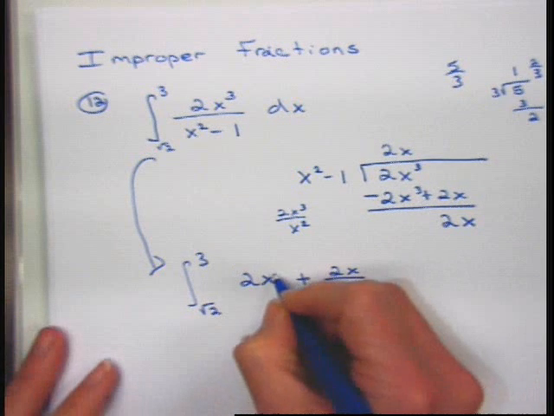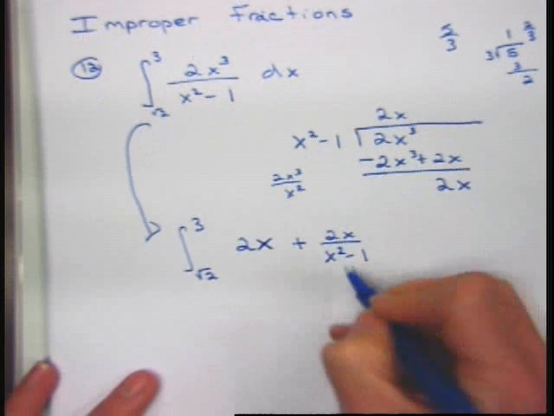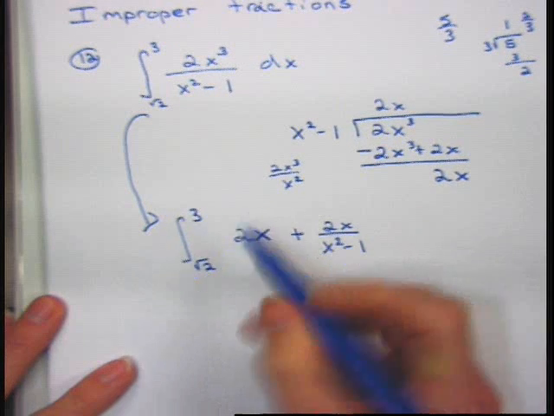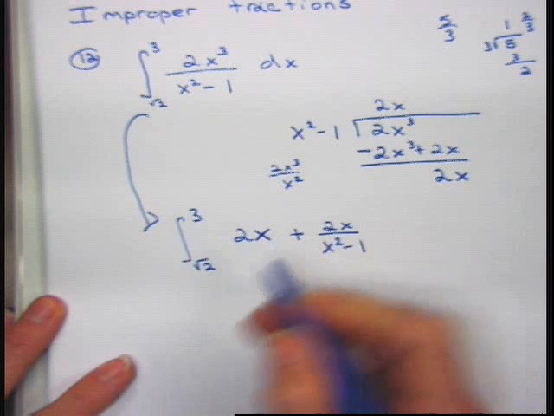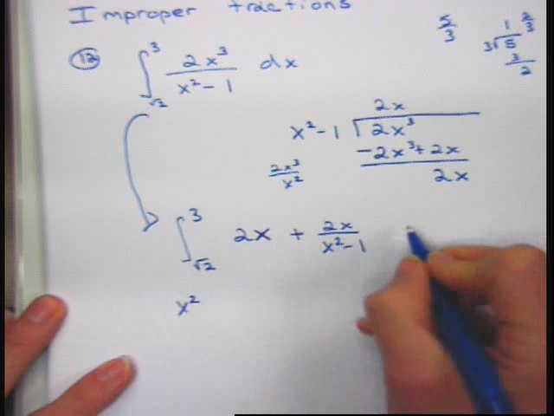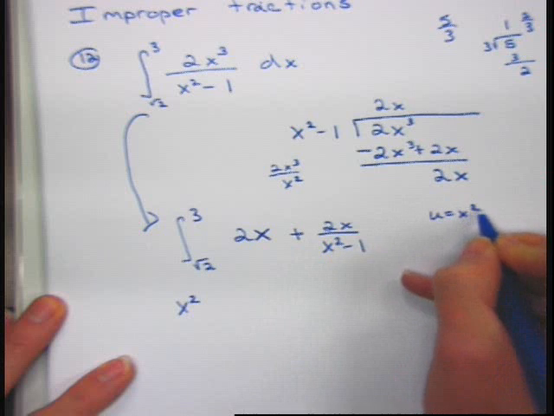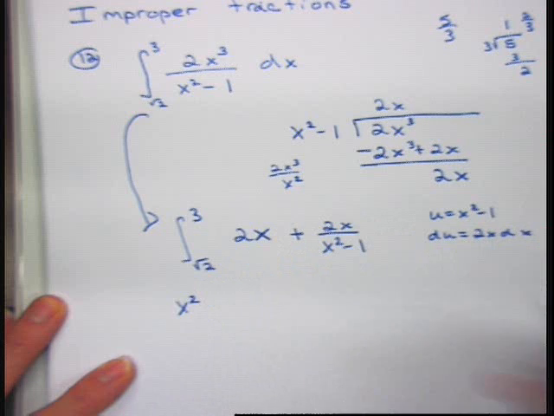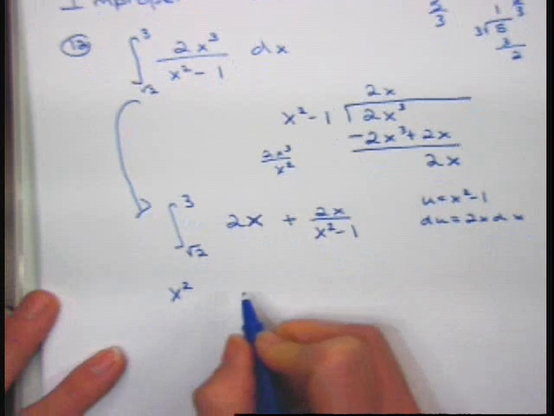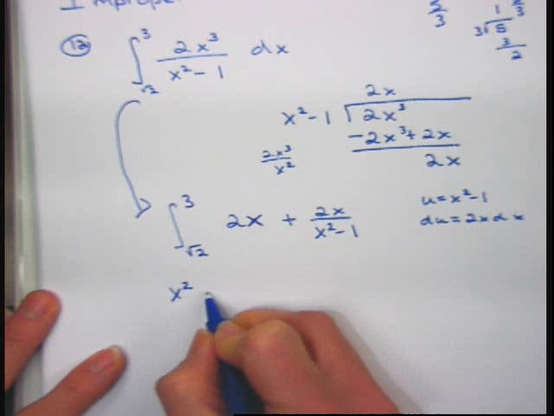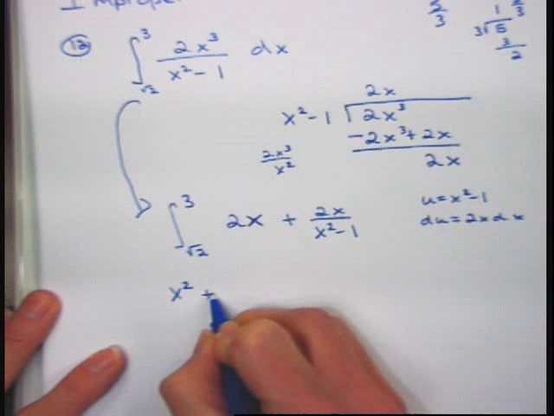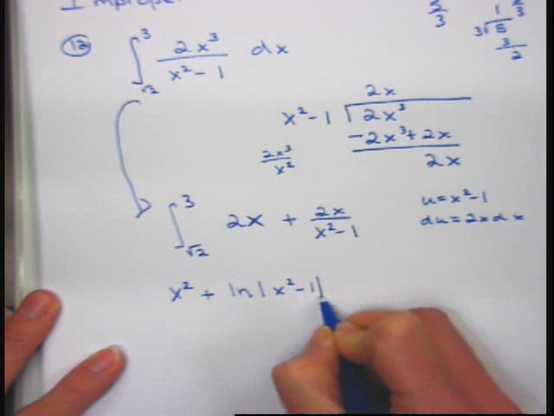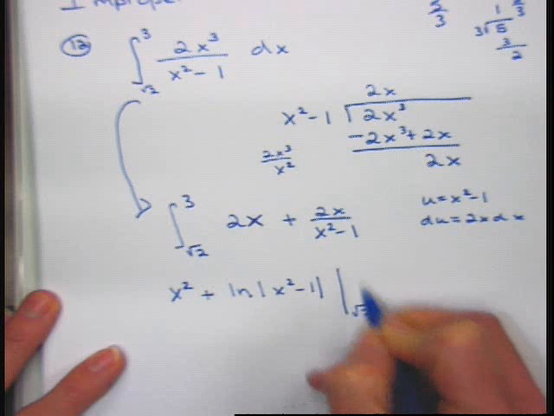Now, you can integrate both of these things, no problem. This one's just a little u sub, and this one's just a little baby one. Okay, so this is x squared over 2 with the 2 in front, the 2's cancel, so this is just going to be x squared. This one is a u sub, u equals x squared minus 1, so du equals 2x dx, which is exactly what you have there. So that's just a 1 over u, which is what? ln of x squared, absolute value of x squared minus 1. And you're going to evaluate that from the square root of 2 to 3.